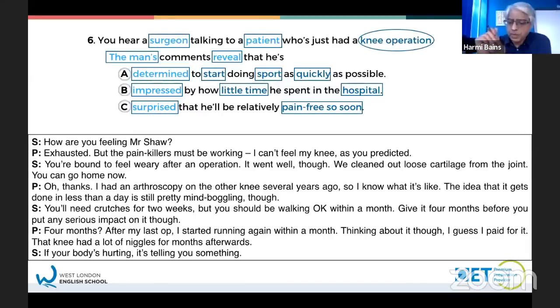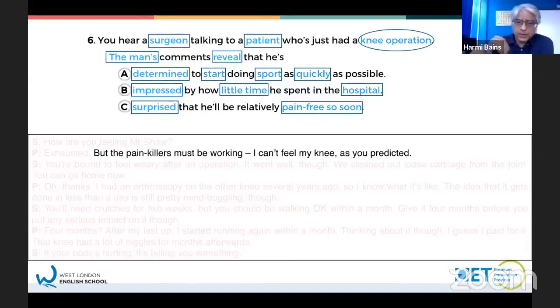Okay, so I'm just going to pick up this sentence here, because I said earlier these questions are ambiguous. They're not very obvious sometimes. They're not very clear. Sometimes you hear A, B, and C, and you're thinking, wow, I can see all of the answer options here. But remember, only one of them will answer the question. Really important not to forget the question. This is kind of tricky here. The painkillers must be working. I can't feel my knee as you predicted.